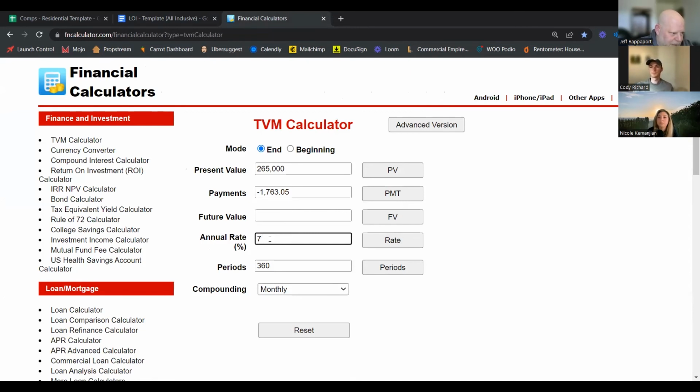What would be the goal is to get 9.5, 9.75, but put in 9.75. Let's see what the payment would be. Yeah, now it's getting high. That hurts my soul.